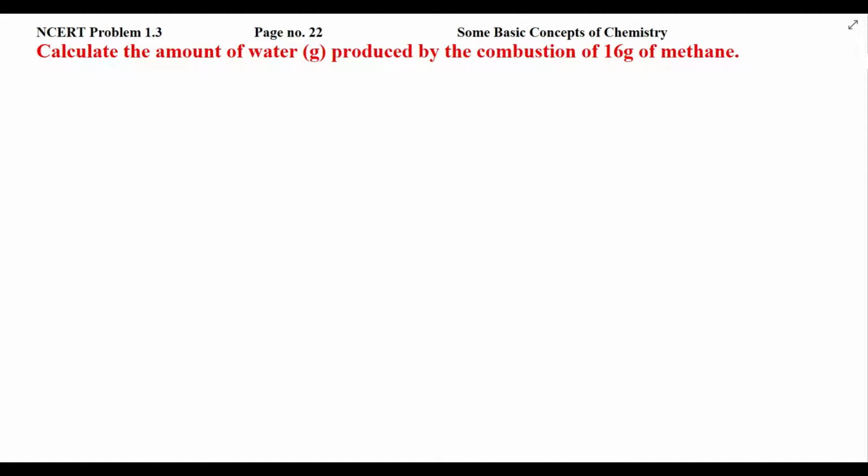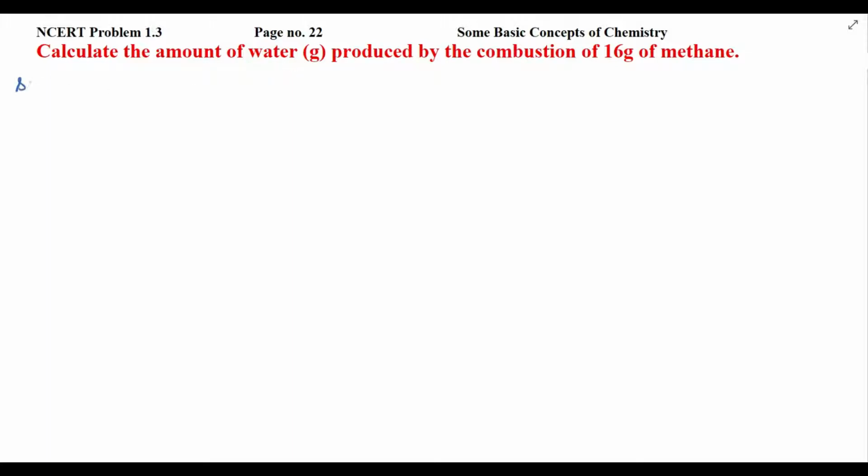Hello students, this is NCERT problem 1.3 from page number 22 of Some Basic Concepts of Chemistry, right? Let's read the statement first. Calculate the amount of water produced by the combustion of 16 gram of methane, okay? They have given you the quantity of methane, that is 16 gram, and they are saying when you burn methane in the presence of oxygen, how much amount of water will be produced.